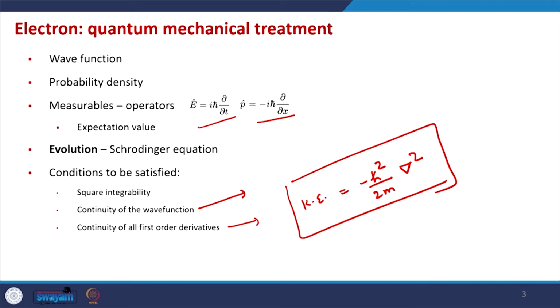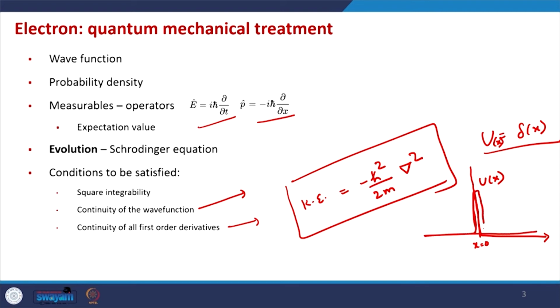There is a small caveat here. For example, if we are considering a delta function as the potential energy of the system, at x equal to 0 the potential energy will be a delta function. If we plot potential energy versus x, it will be a delta function, and in that case the first derivative of the wave function will have a discontinuity at this point and its second order derivative will not be properly defined.